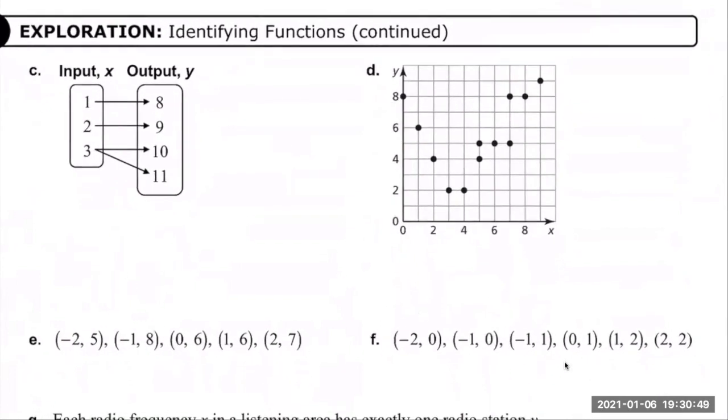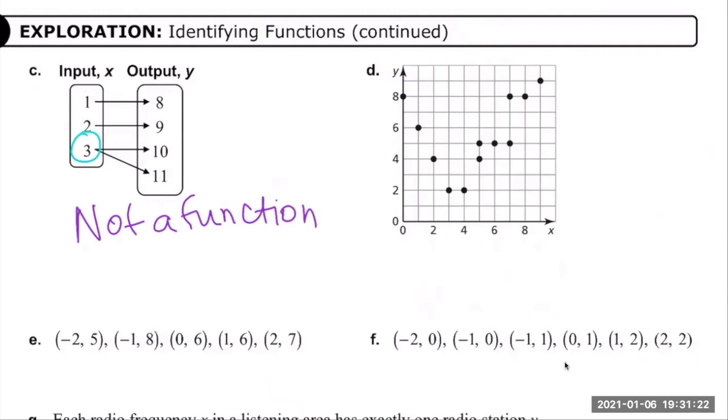Now, on C, it's a little bit different. Now they've kind of changed up how it's written. So now they're saying our input values are 1, 2, 3, and 3. Right away, I see that we have the input value 3 two times, and we're getting 2 different answers, which is not possible. So this one is not a function. You can't have it repeated multiple times. You can only use the same input value once.